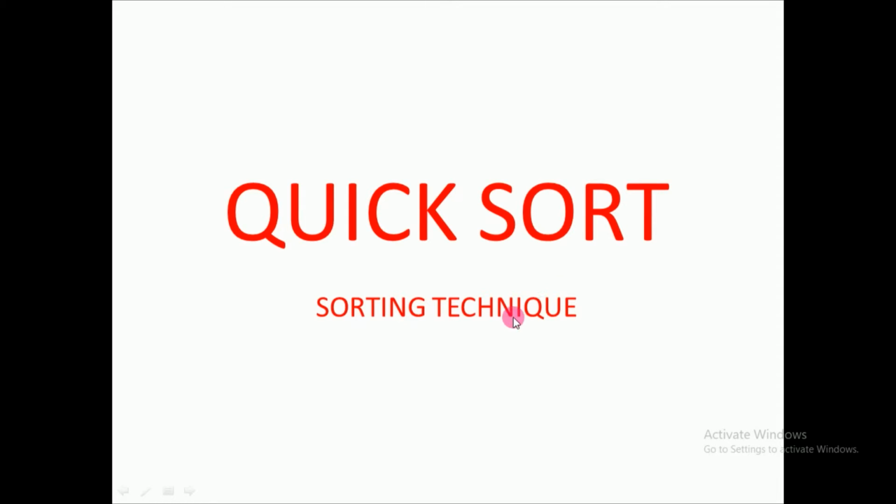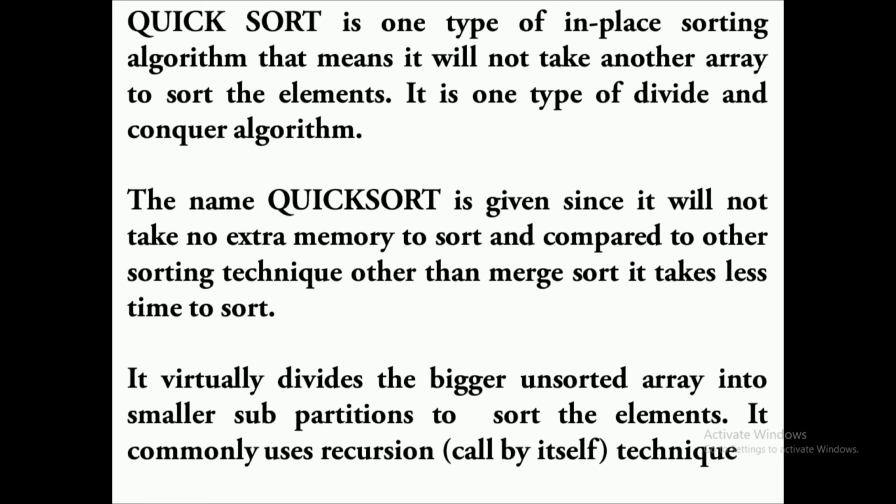Dear students, today we will see the quicksort sorting technique. As you already know, there are so many sorting techniques: bubble sort, insertion sort, selection sort, merge sort, etc. Quicksort is another sorting technique, and it is one type of in-place sorting algorithm. In place means it will not take an extra array to sort the values. It will sort these values in the same array. Whatever array we have taken in the beginning, it will use the same array to sort the values. So it is also called an in-place sorting algorithm.